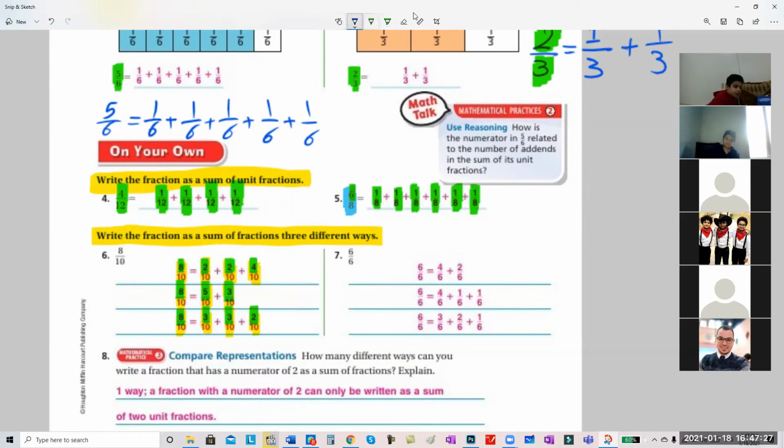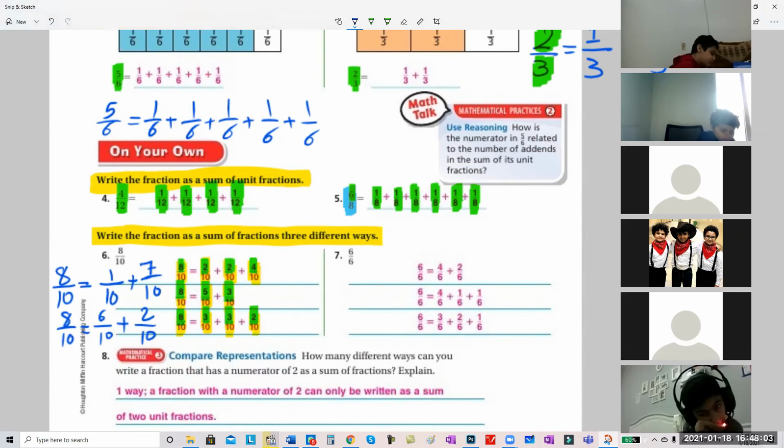Okay, can you tell me another way to write 8 over 10? 1 over 10 plus 7 over 10. Excellent. Great. Can you tell me another way? 6 over 10 plus 2 over 10. You're super. Thank you so much, Abdulaziz. Great job.